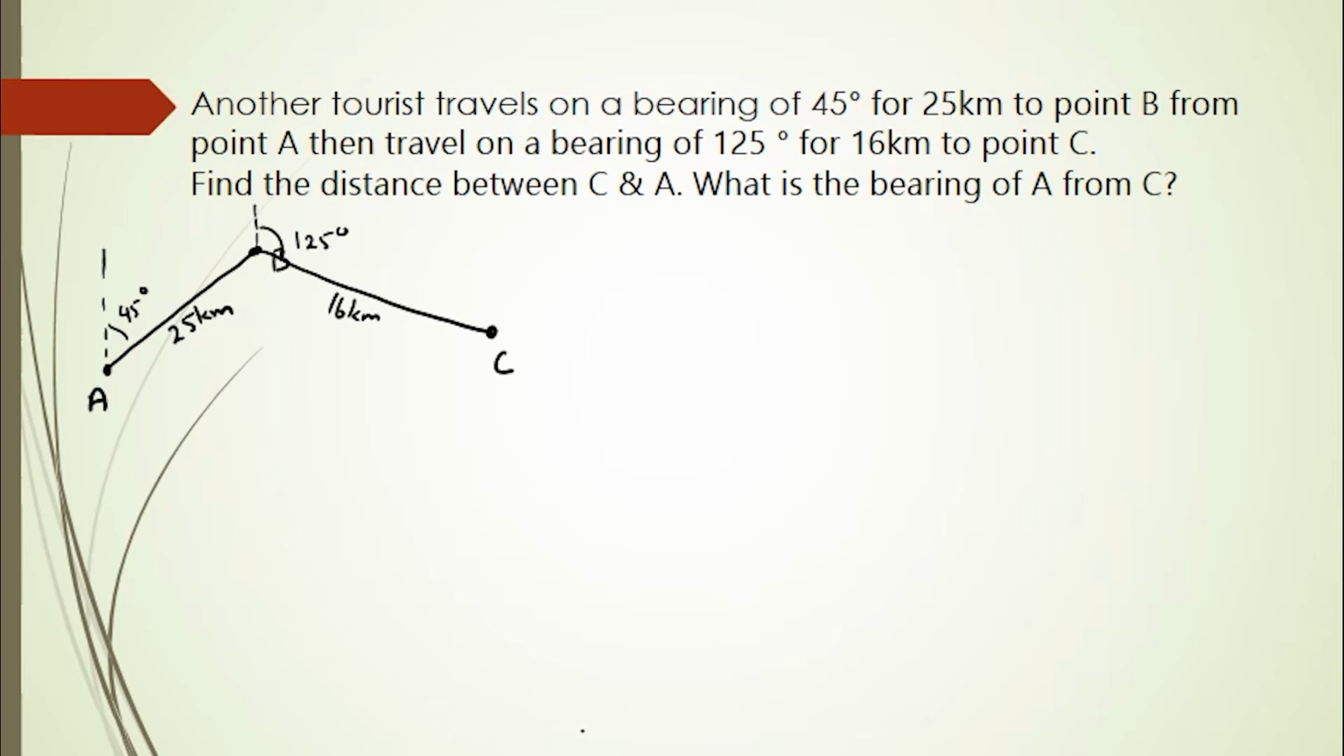At the moment, we are trying to figure out what AC is. We're also trying to figure out the bearing of A from C, so we're also looking at this bearing here. Really what we're going to be doing is creating a little right angle triangle that looks like this. We're going to need to know what the base length is, and what the height of that little triangle is.